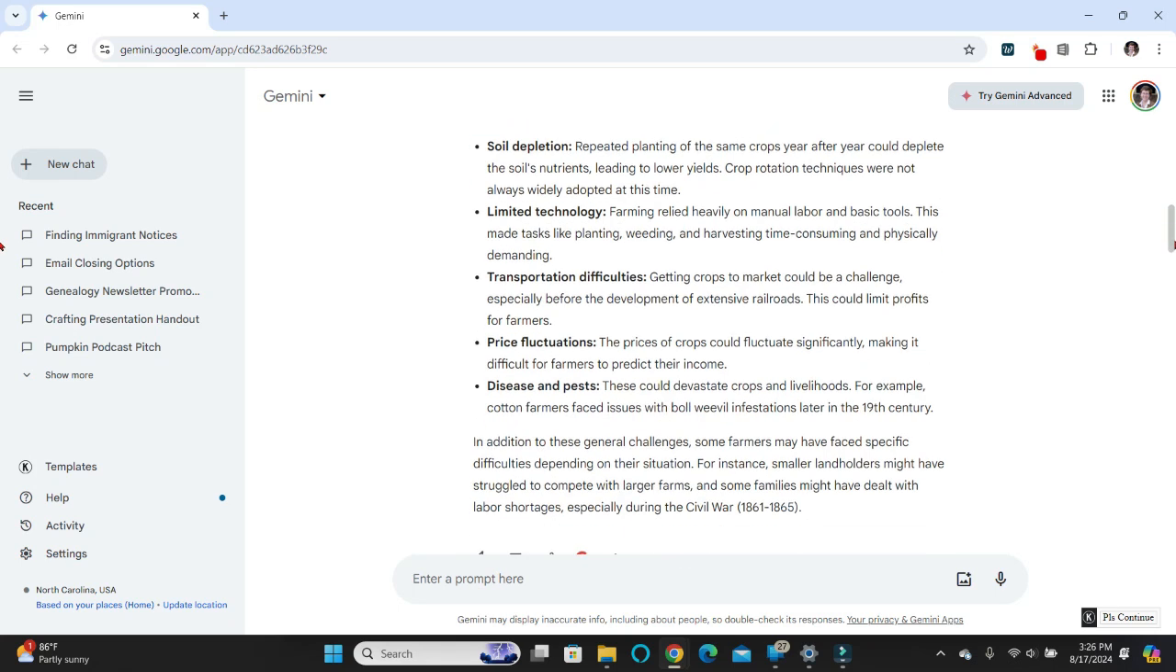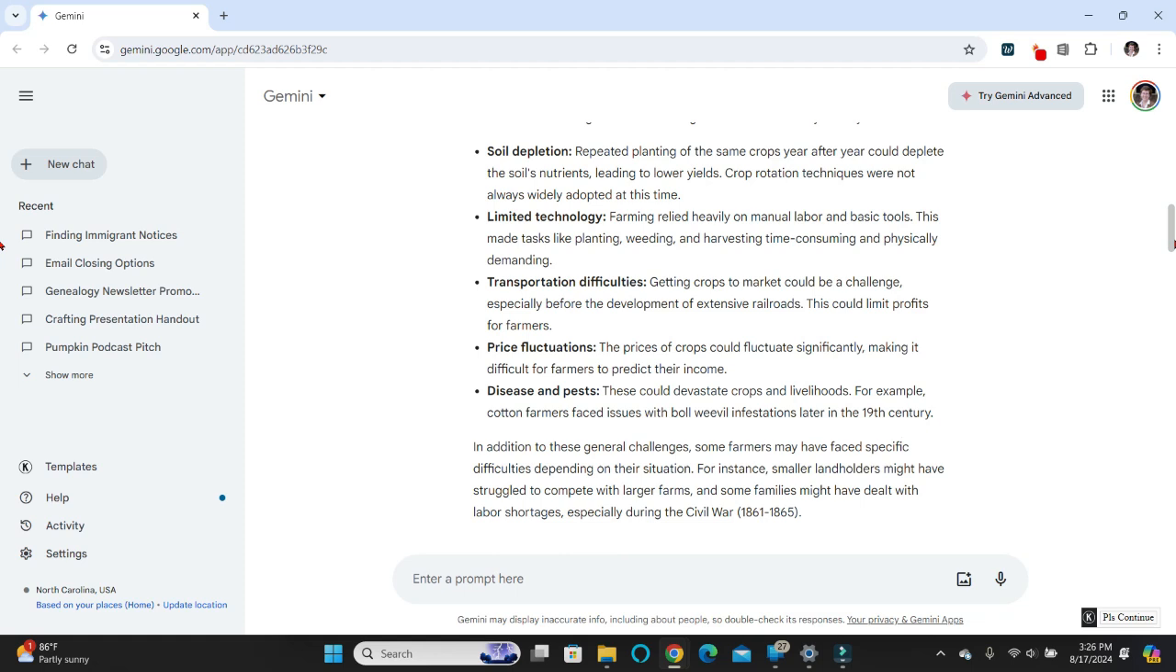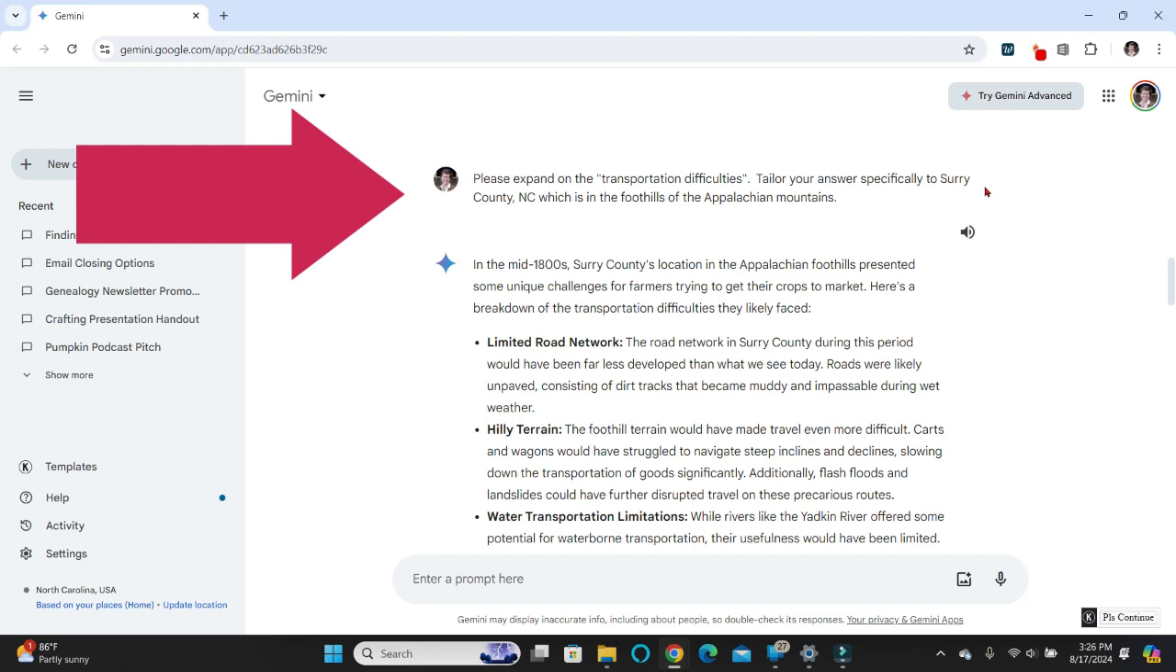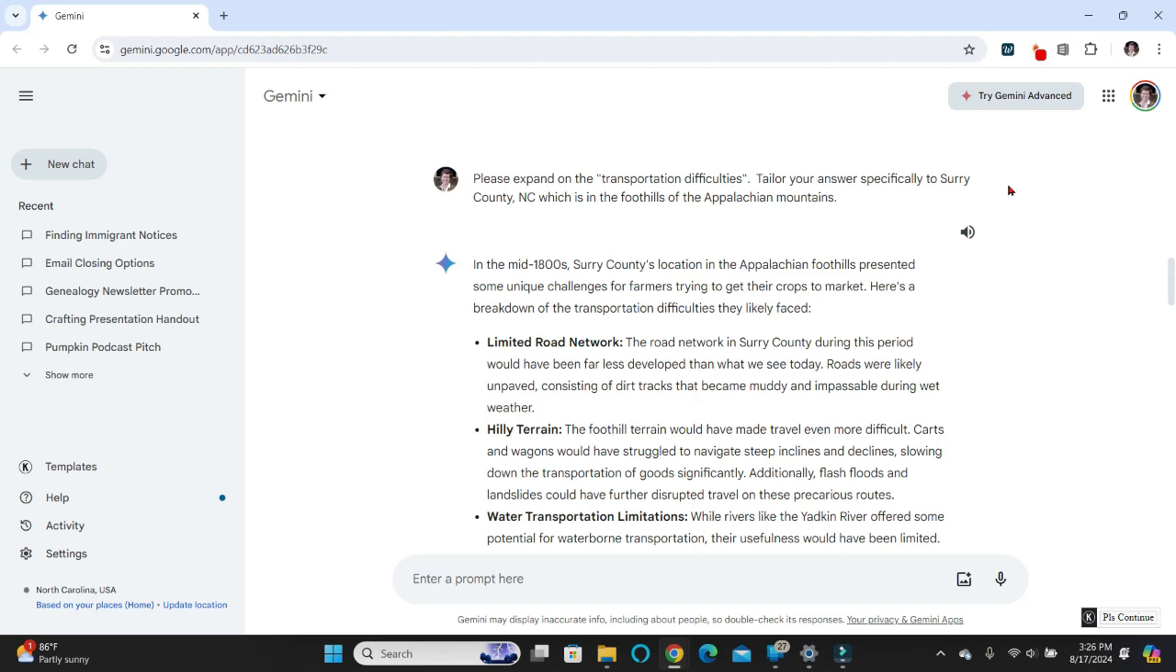These are all pretty general. But I got to thinking, I wonder if I could learn a little bit more about those transportation difficulties, given where they live. Again, this is the foothills of North Carolina. So anything that it tells me, I can say, all right, expand on that. And so I said, please expand on those transportation difficulties. Tailor your answer specifically to Surry County, North Carolina, which is in the foothills of the Appalachian Mountains. I wanted to give it a little more context. I wanted to find out a little bit more about what was going on.